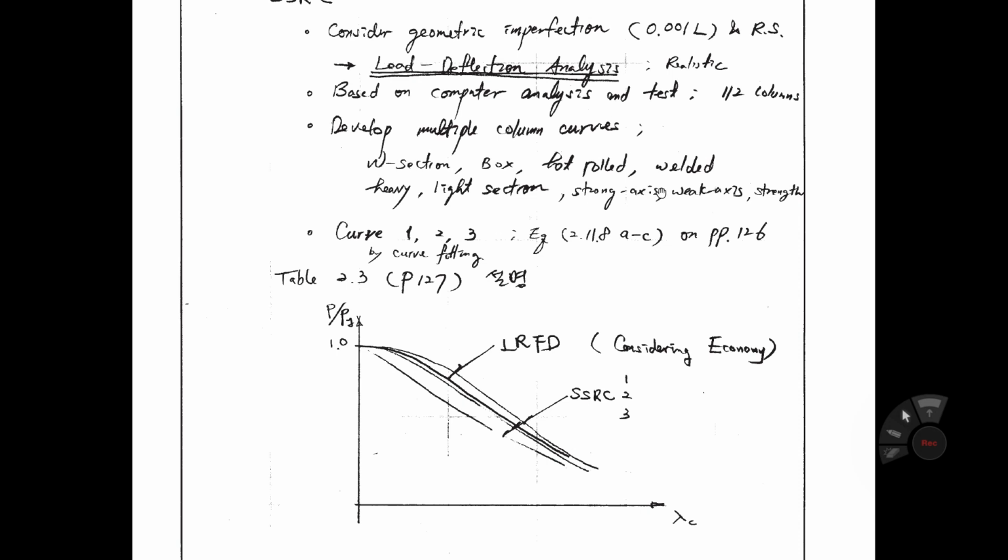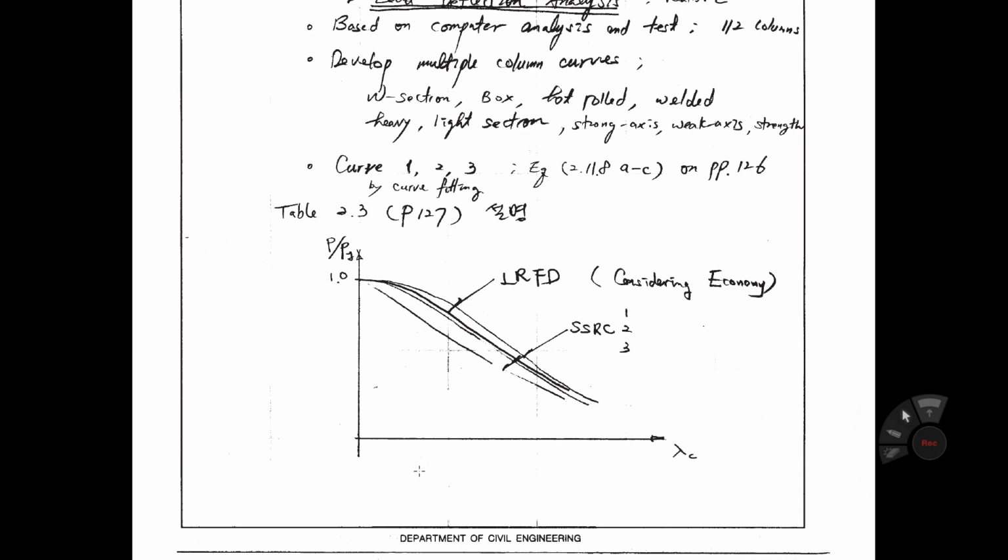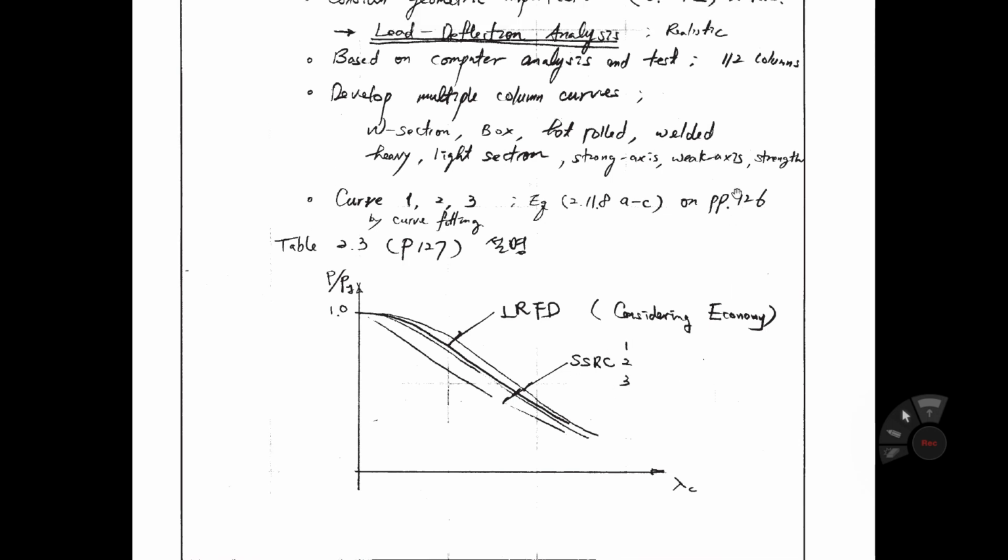From this analysis and test result, they make curve fitting. If I draw roughly, they introduce 3 different SSRC curves: 1, 2, 3. So they make some categories, okay? The different sections: strong axis, weak axis, heavy section, light section, like that. So they make 1, 2, 3 for the different types of sections.